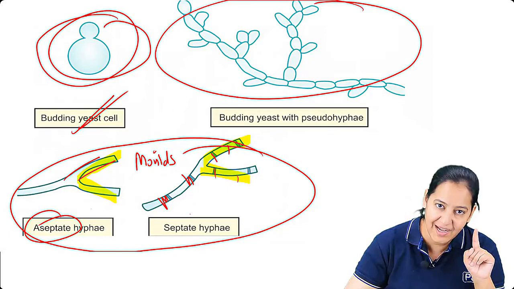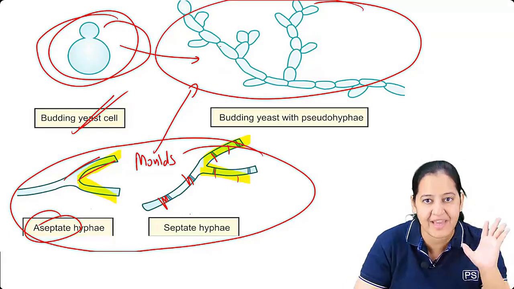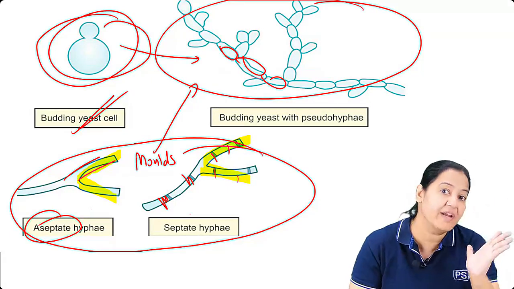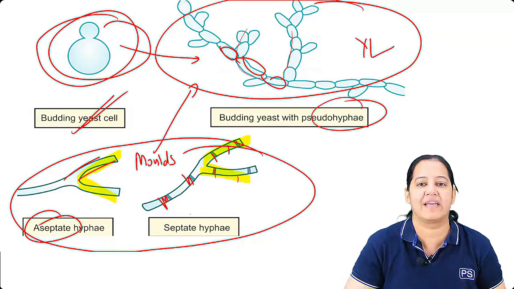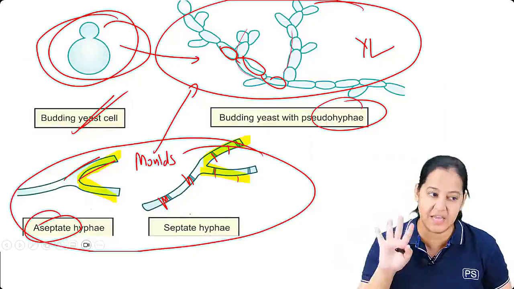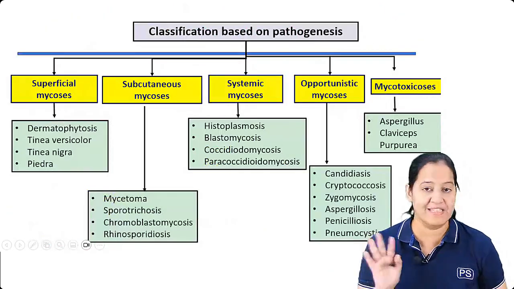Can you see this structure? It looks like a mold, but actually it is yeast, because I can appreciate the constrictions. It is not a true branching. It is pseudohyphae. So this one is yeast-like. I hope you can identify the diagrams. You can get an image-based question on that. Classification-wise, you get many questions.